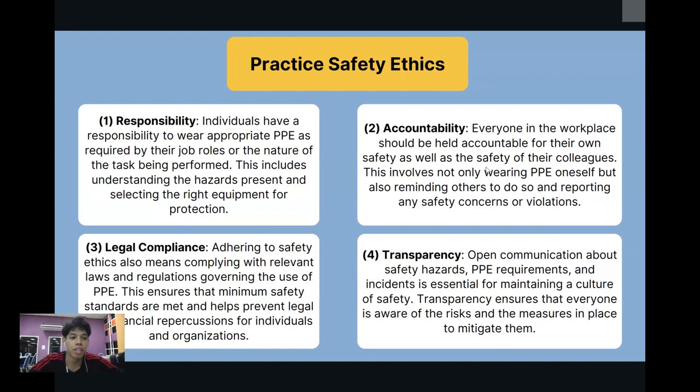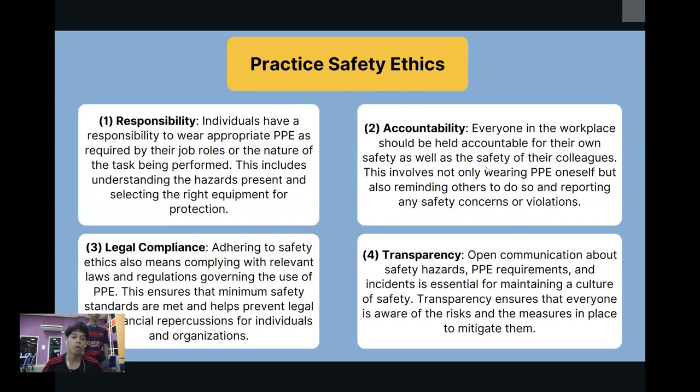Responsibility: individuals have a responsibility to wear appropriate PPE as required by the job roles or the nature of the task being performed. This includes understanding the hazards present and selecting the right equipment for protection. Second, we have accountability. Everyone in the workplace should be held accountable for their own safety as well as the safety of their colleagues. This involves not only wearing PPE oneself but also reminding others to do so and reporting any safety concerns or violations.